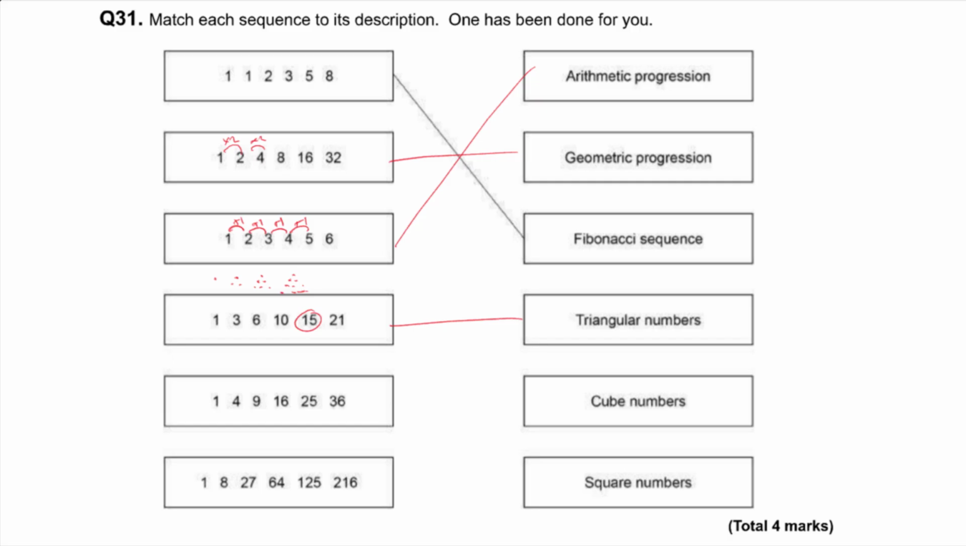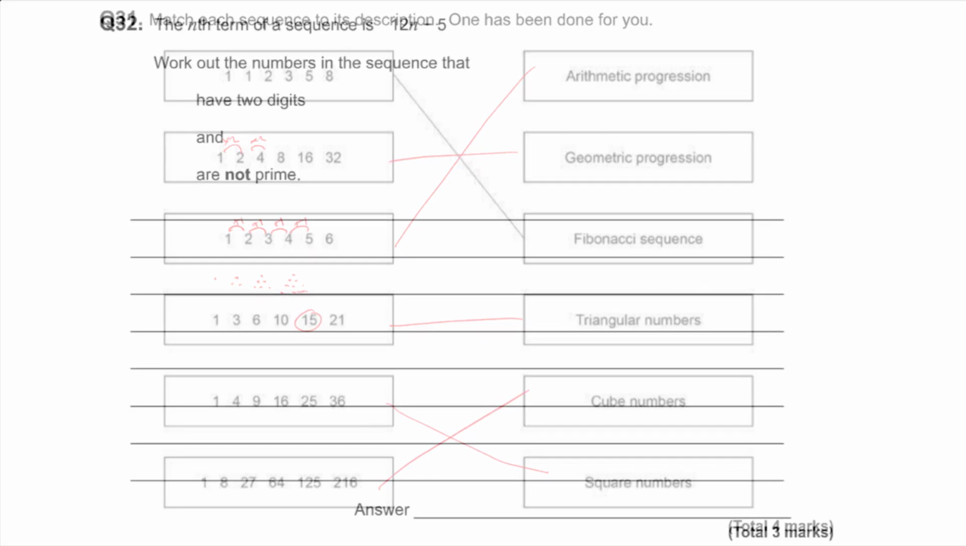They're all squares, aren't they? 1 squared is 1, 2 squared is 4, 3 squared is 9, 4 squared is 16, and so on. They're the squares. And 1, 8, 27, 64, 125 are cube numbers. 1 times 1 times 1 is 1, 2 times 2 times 2 is 8, 3 times 3 times 3 is 27, and so on. They're the cubes. Okay?